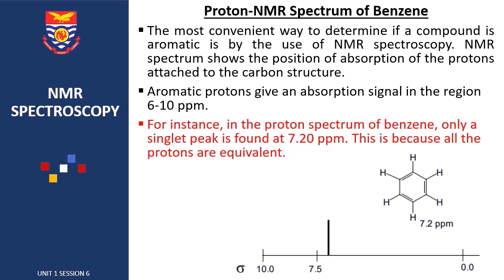Now, this is because all the protons are equivalent in benzene. And I'm sure we know what equivalent carbons are. So this proton is attached to one carbon, this carbon is equivalent to this carbon, equivalent to that carbon, and all the hydrogens are equivalent. So we don't actually see 6 protons in the proton NMR spectrum. No, we only see one singlet peak at around 7.2 ppm.